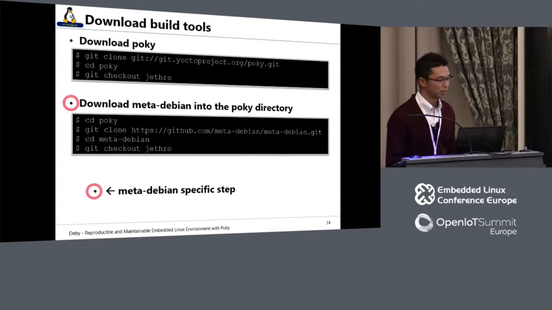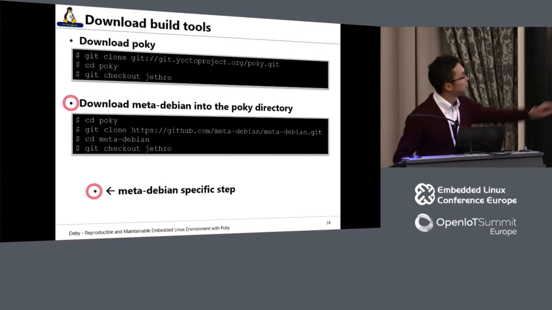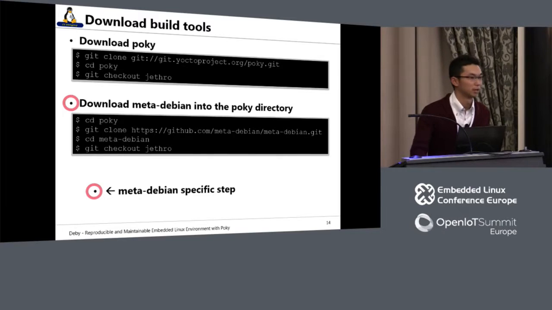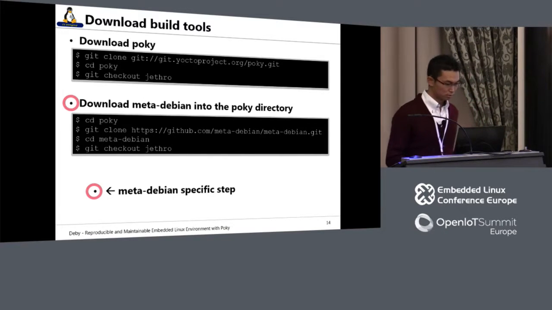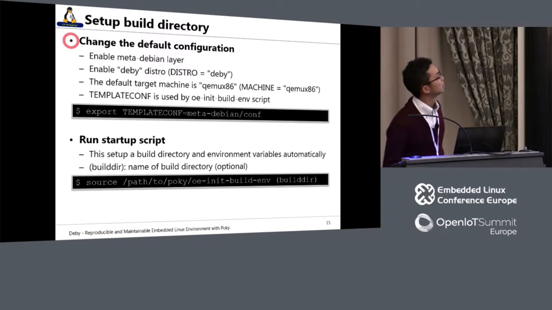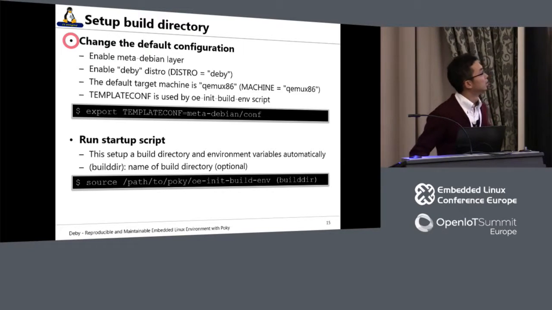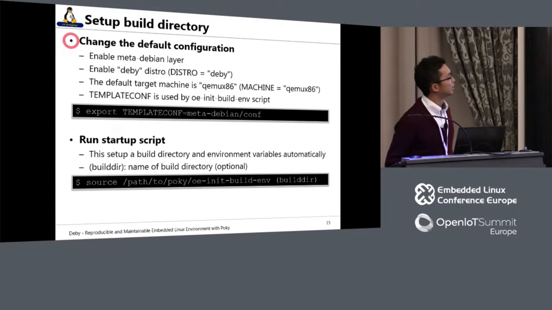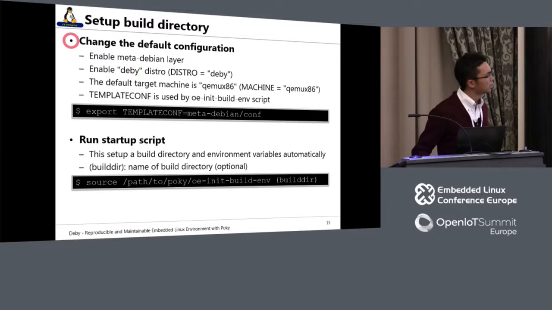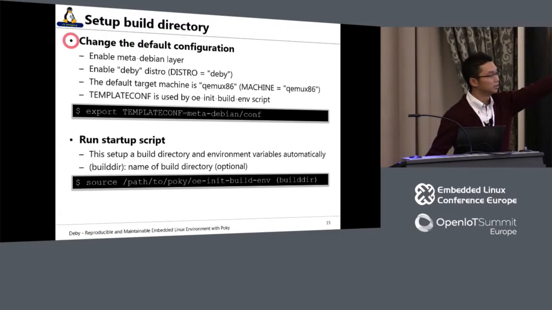First, simply download Poky and also download Meta-Debian into the Poky directory. Please note that the red circle means the Meta-Debian specific steps. And second, we need to modify a bit. Change the default configuration by setting the TEMPLATECONF variable to the native meta-debian/conf. This means the core configuration files are located in this directory.